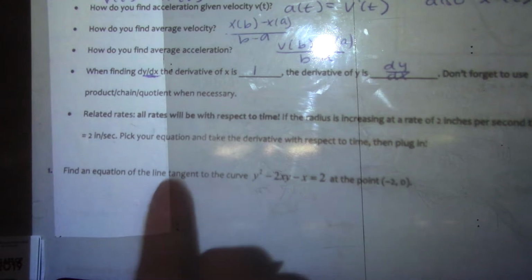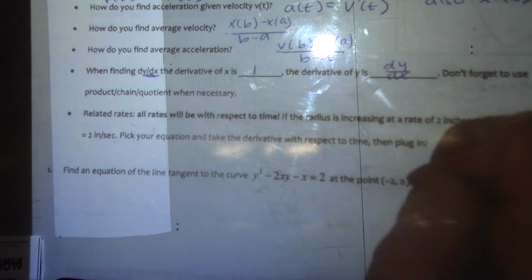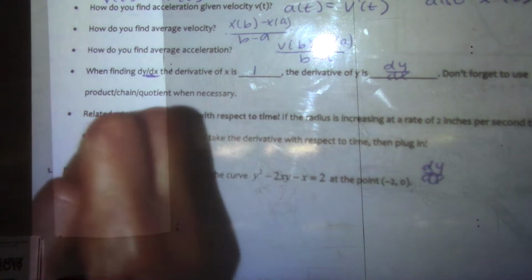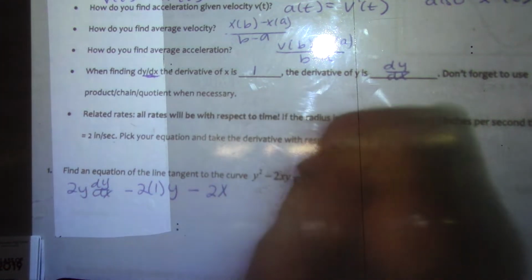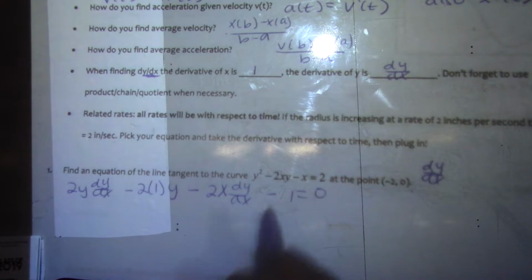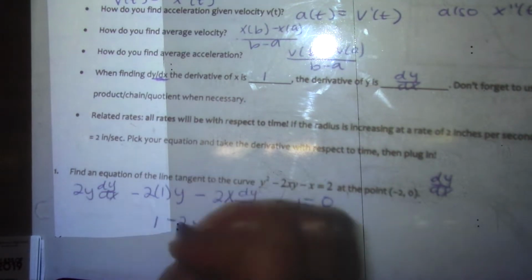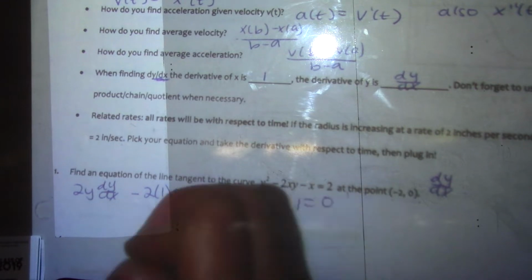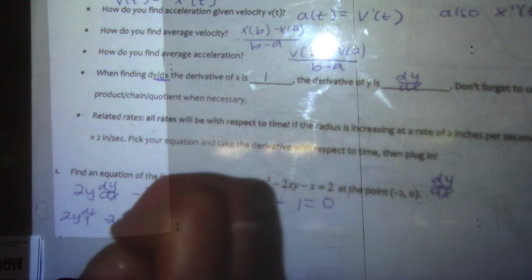Here, we're looking for the equation of the tangent line, which means I need to find the slope, dy/dx, at this point. So take the derivative: 2y dy/dx, minus 2, derivative of 1 times y minus 2x times the derivative of y, which is dy/dx, minus 1 equals 0. I'm going to move over these two terms. That becomes 1 minus, move over these two terms, 1 plus 2y equals 2y dy/dx minus 2x dy/dx.